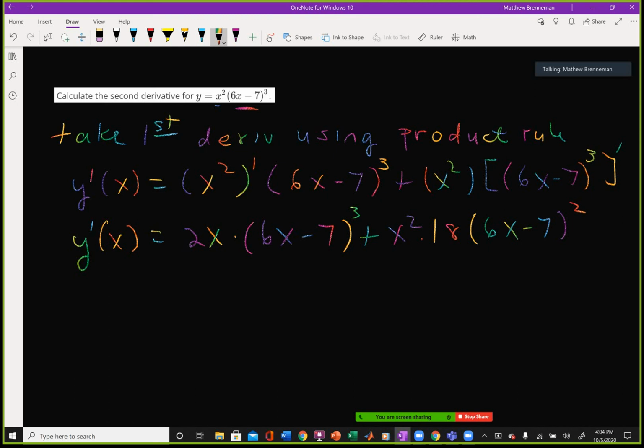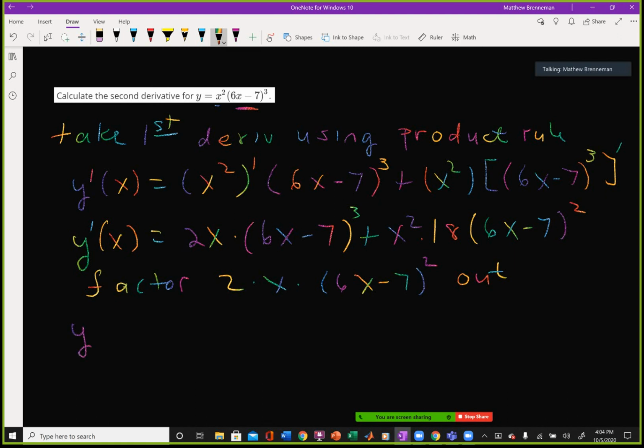Okay, so now here comes the hard part. Like most things in life, there's an easy way and there's a hard way to do this. The easy way to do this is to realize that you can factor some things out. So I noticed that I can factor a 2 and an x and a (6x minus 7) quantity to the second power. So I can factor this out of each term. And then I can simplify the remainder. So I'm going to go ahead and do that.